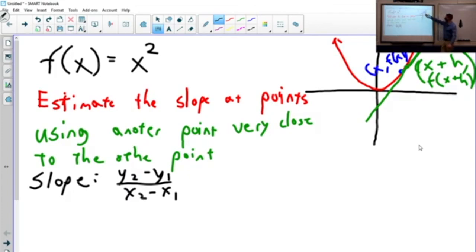I just picked a location on this parabola. I could have picked anywhere and done the same thing and nudge it a little bit further to the right and then given it another point and then drawn this line. That's the idea.